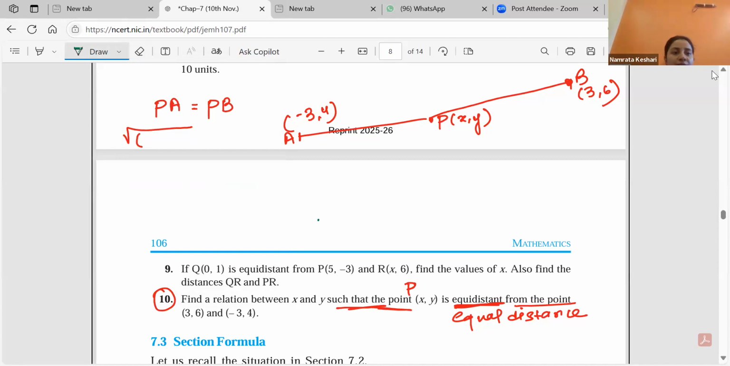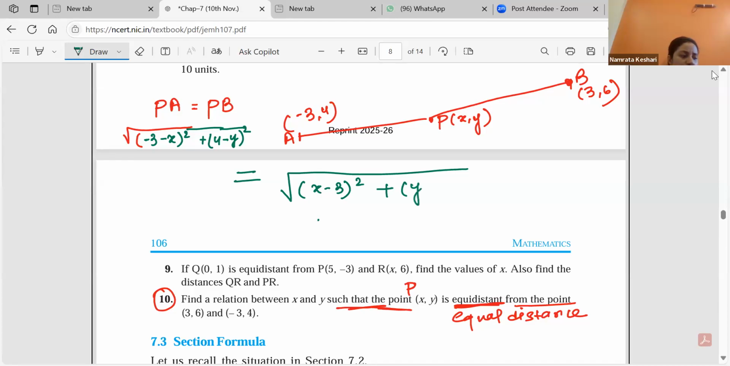Okay, so we'll be taking x2 minus x1, suppose this is x2, this is x1, whole square, plus y2 minus y1 whole square. This is our PA, which is equal to PB, under root (x2 minus x1) whole square plus (y2 minus y1) whole square. You can take it any way, it's completely okay.